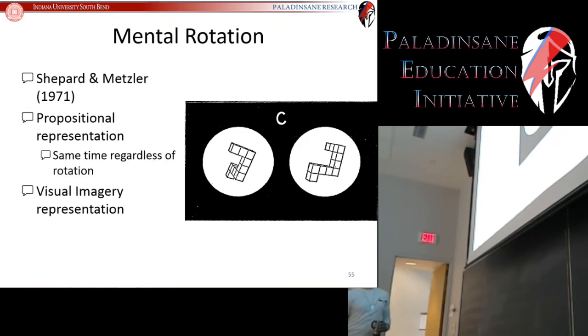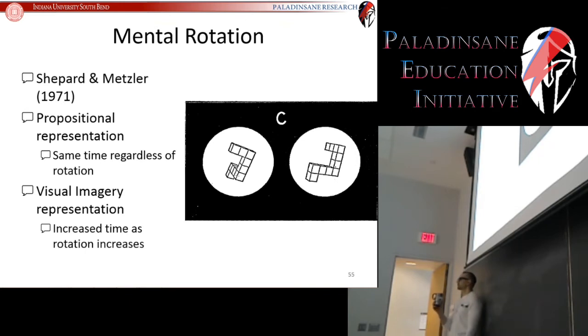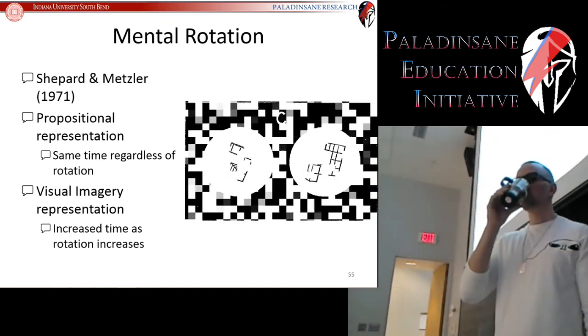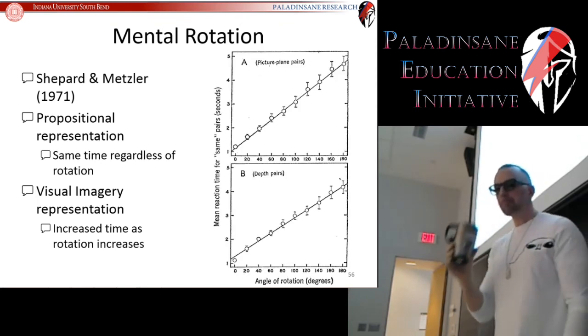Propositional representation, same time, regardless of rotation. You should be equally fast going through your propositions, regardless of how rotated your images are. For an imagery representation, you should have increasing reaction times as the rotation increases. When you don't have to rotate very far, it's going to be very quick. When you have to rotate a far distance, you're going to be much, much slower. Oh, jumped the gun there.